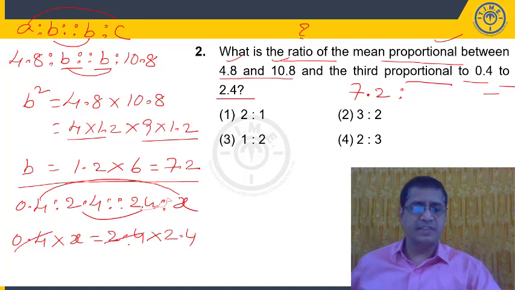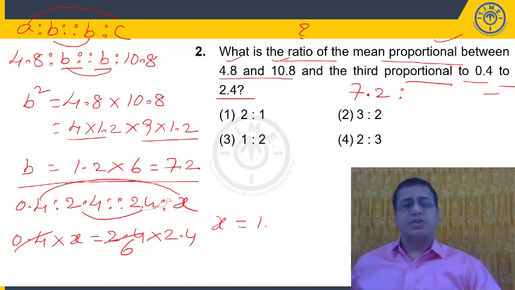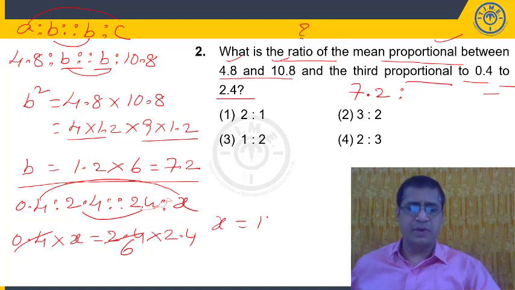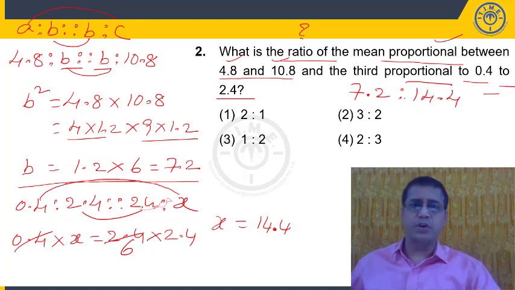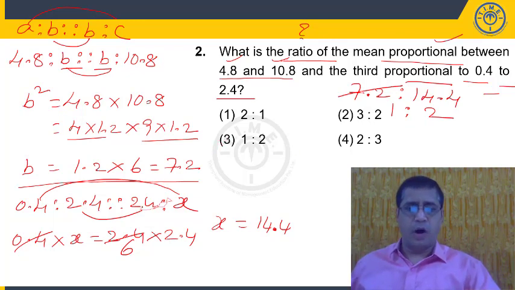Simplify this: 0.4 goes exactly 6 times. The value of x is 6 into 2.4. 6 into 24 is equal to 144. So the result is 14.4. So what we need to find is the ratio of 7.2 and 14.4. So what is the cancellation? It goes 2 times. So the ratio here is option 3. Right choice is option 3.